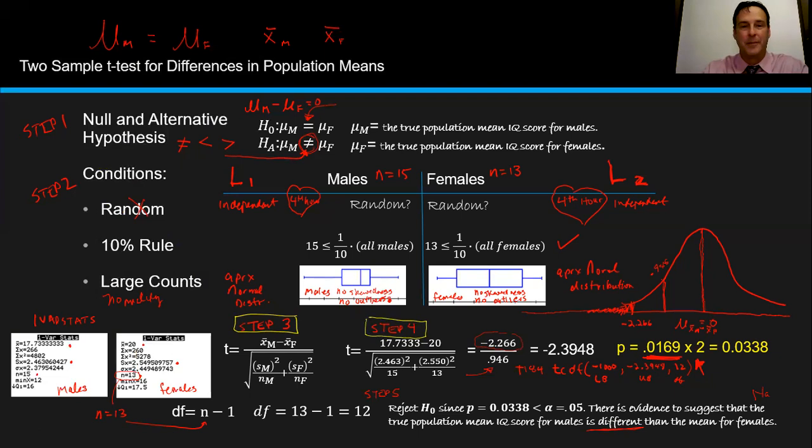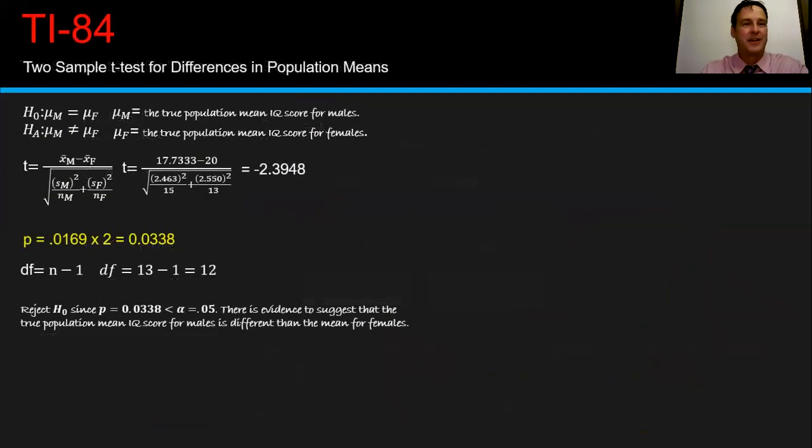So let's take a moment and take a look at that and use that practice. We're going to use our TI-84 to do this same command. I kept my null and alternative there, and I kept all of our old work. I didn't rewrite the conditions, of course, but I do have a test statistic, the p-value that we found, degrees of freedom, and our conclusion.